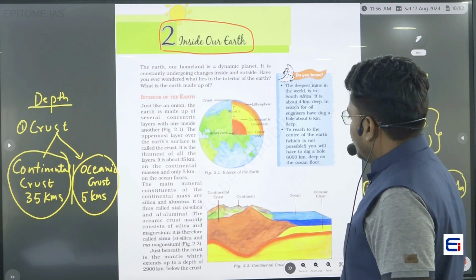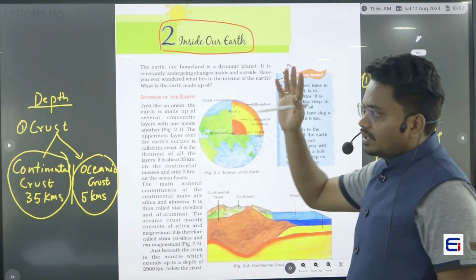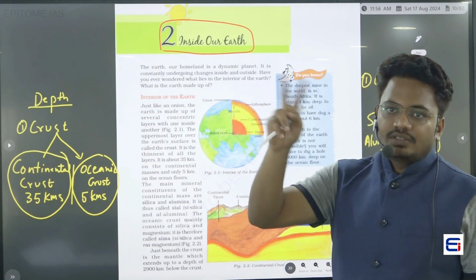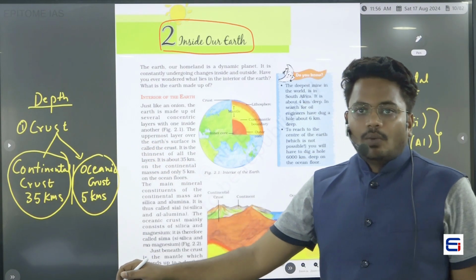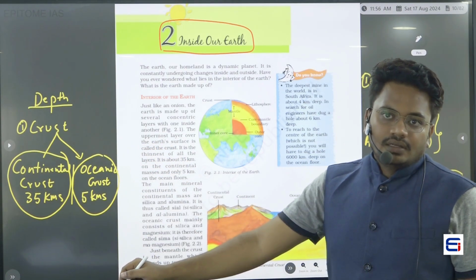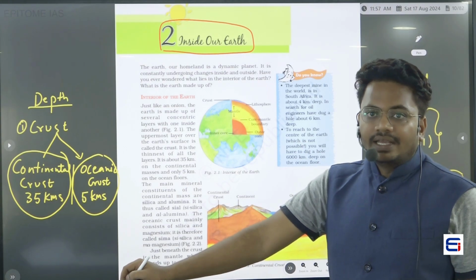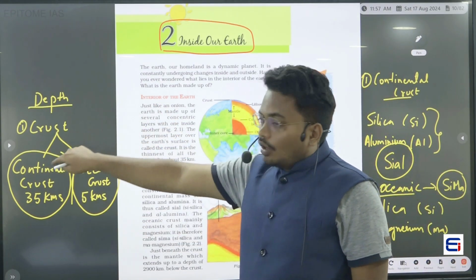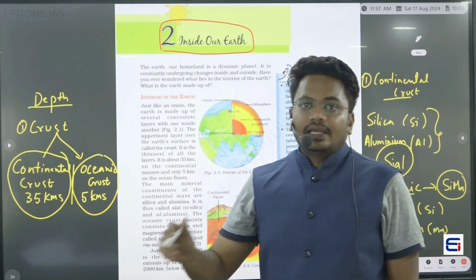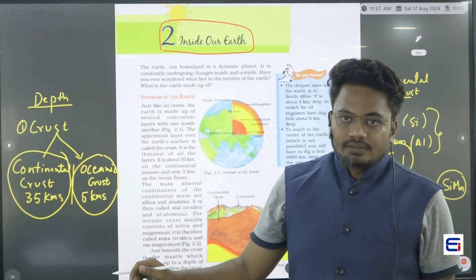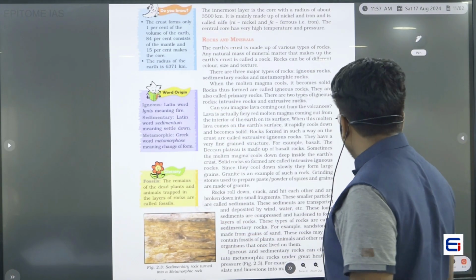What we should learn from this chapter is that the outermost layer is crust, and this crust is divided into two, continental crust as well as oceanic crust. In oceanic crust, what are the two minerals that are abundant? The two minerals are silica and magnesium, and we call that layer the SiMa layer. And in continental crust we see silica and aluminium, and we call that layer the SiAl layer.